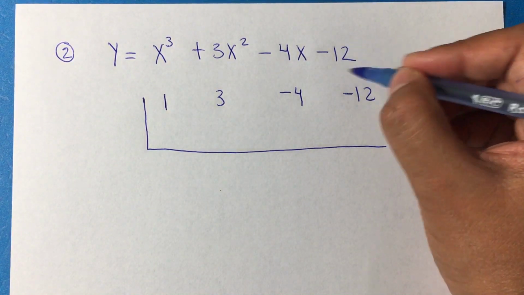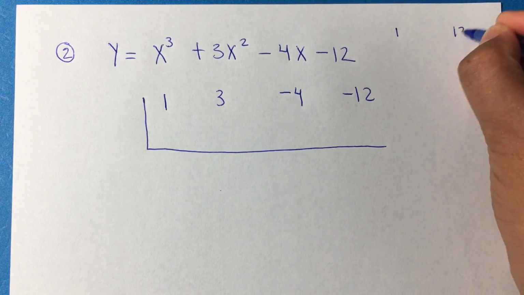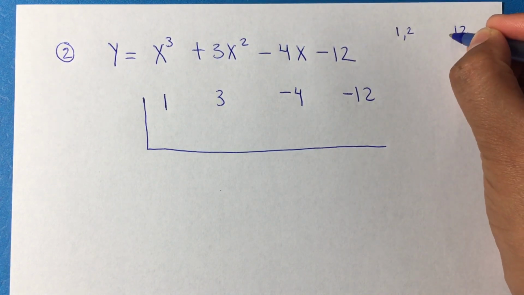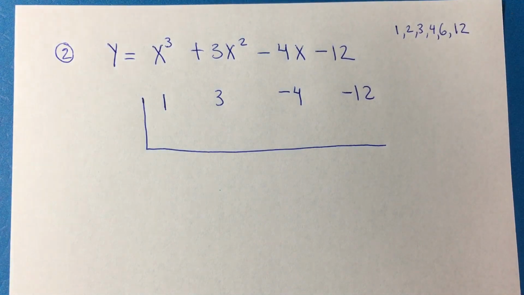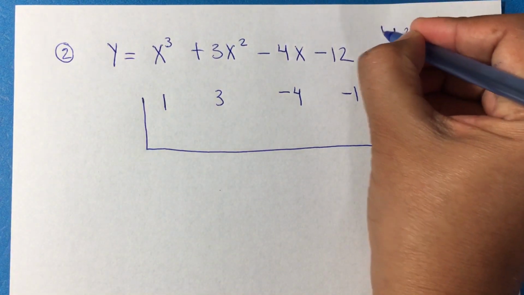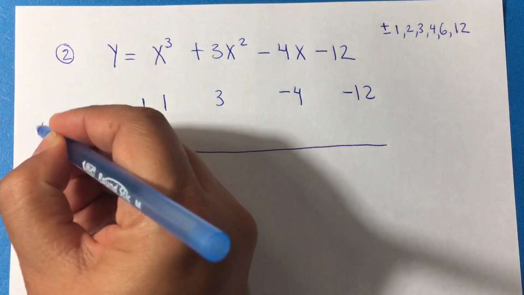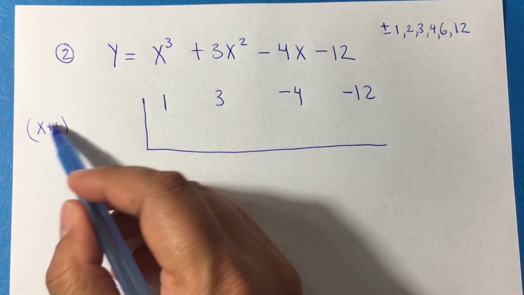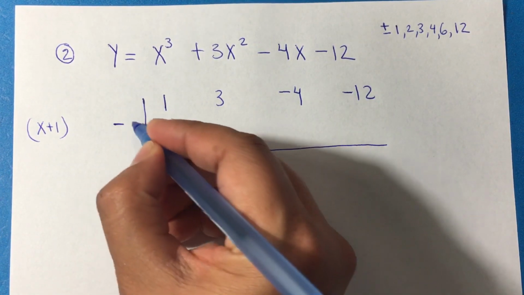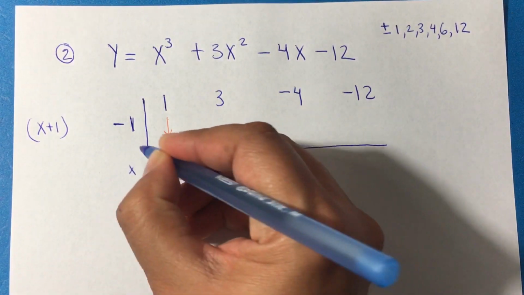Then we look at the factors of 12. So the factors are 1 times 12, 2 times 6, and 3 times 4. Those are the only factors, but remember that we can have them either positive or negative. And the first one we are going to try is x plus 1. And that means that we're going to get the opposite of positive 1, which is negative 1. The first step is to bring down the 1 and start multiplying.